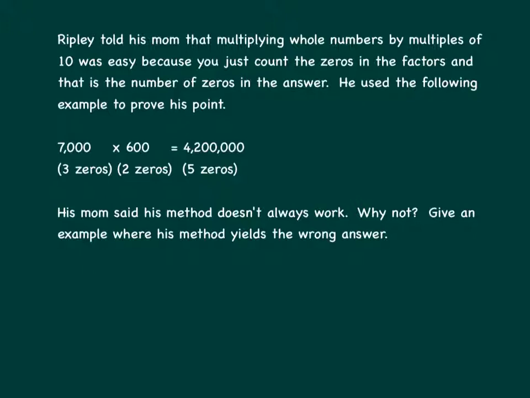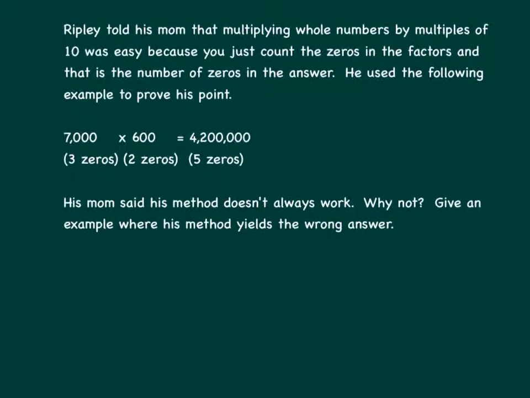Ripley thought he knew a shortcut. He told his mom that multiplying whole numbers by multiples of 10 was easy because you just count the zeros in the factors, and that is the number of zeros in the answer. And he gave this example to prove his point. 7,000 times 600 is 4,200,000, and that is true.